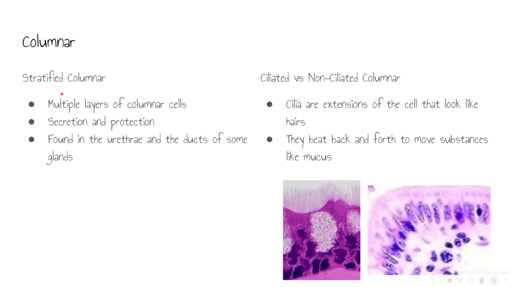Stratified columnar epithelium is going to be multiple layers of columnar cells. Its function is going to be secretion and protection, and you're often going to find stratified columnar epithelium in the urethra and the ducts of some glands. I was having trouble finding a picture of stratified columnar epithelium, but you're not really going to see it very much in your classes. It's pretty rare. And so what you really need to know is the simple columnar and the pseudostratified columnar.